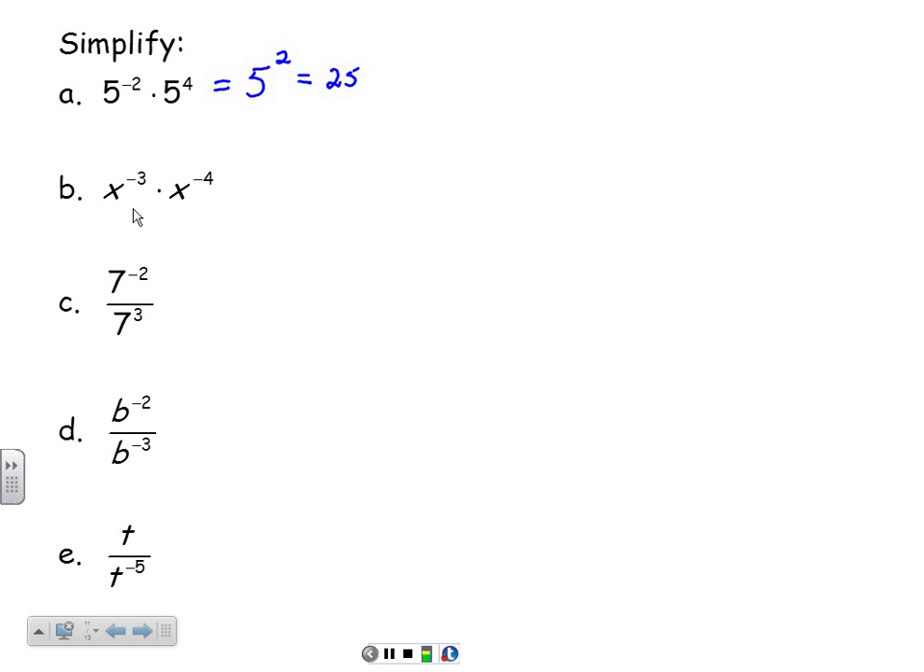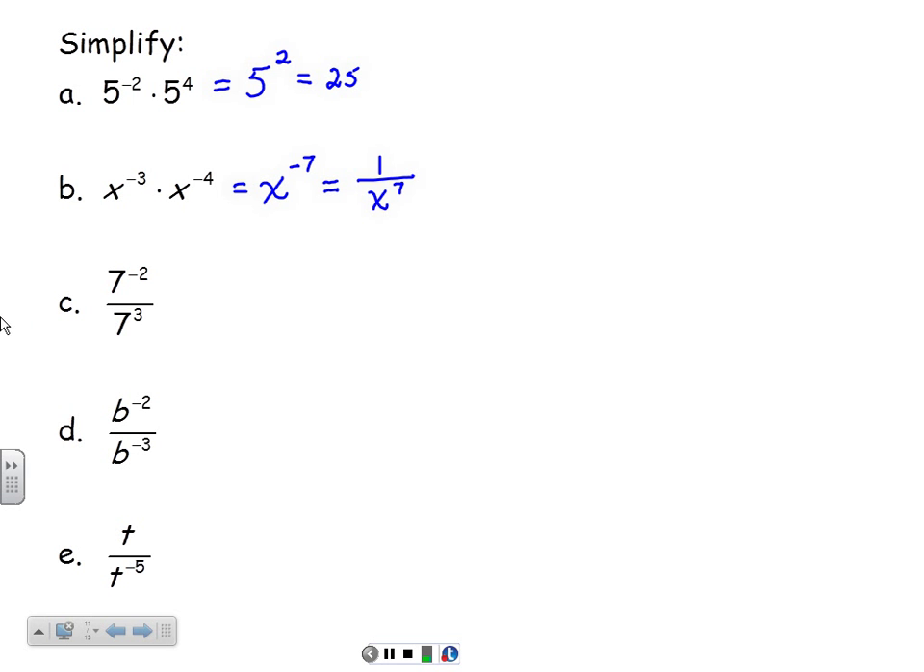So here, when you multiply powers with like bases, you're going to keep the same base and add those exponents. Well, negative 3 plus negative 4 is negative 7. Well, this time our negative exponent didn't go away, but we know that we can take the reciprocal and do 1 over x to the positive 7.